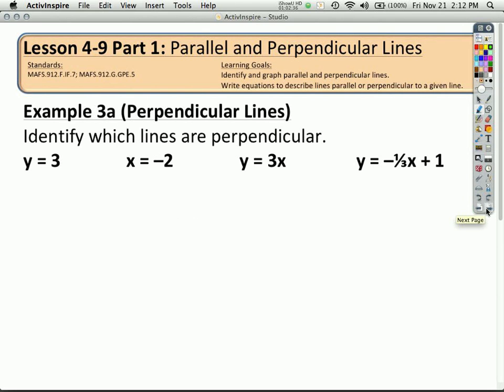All right, so let's go ahead and apply it to this. Identify which lines are perpendicular. So I start out with an easy one, and then there's a couple things in here that I'm going to work in as well.